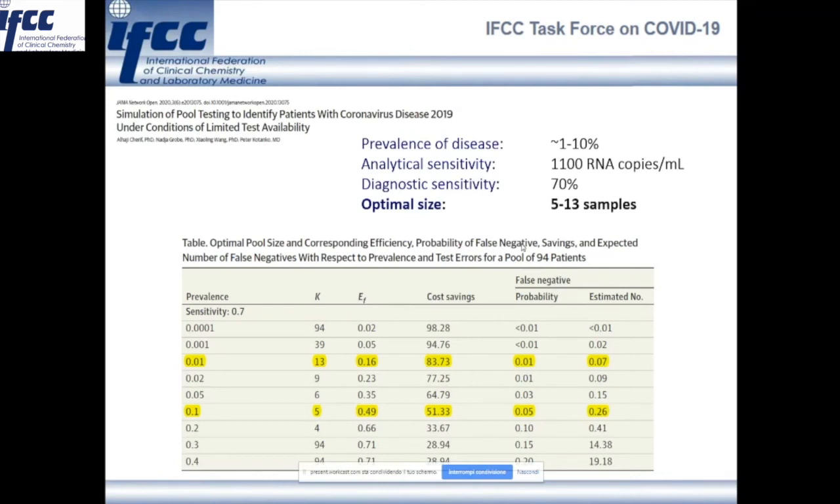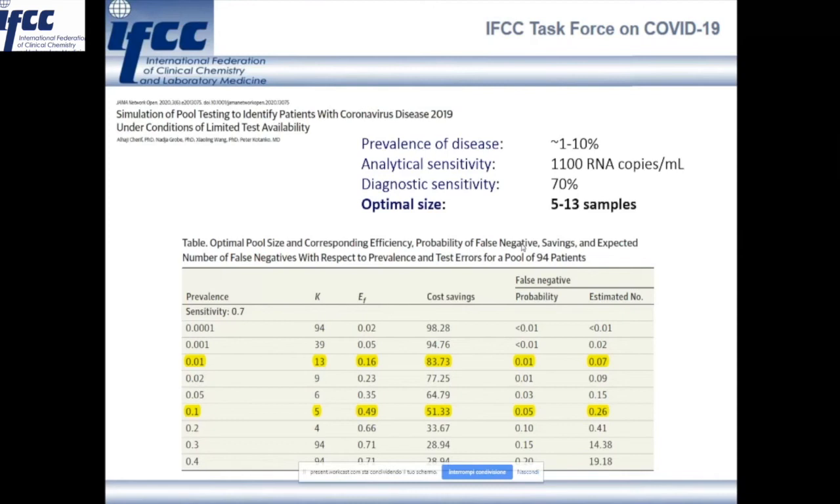as well as for supporting cost-saving policies. Sheriff and colleagues in this study calculated that the optimal strategy would encompass the creation of pools with an optimal size of 5 to 13 individual clinical specimens in a real-life scenario, where prevalence of COVID-19 would be comprised between 1 and 10%, the RT-PCR on oropharyngeal and nasopharyngeal swabs has a detection limit of at least 1,100 RNA copies per ml and displays 70% diagnostic sensitivity.